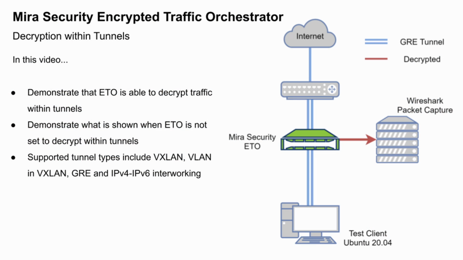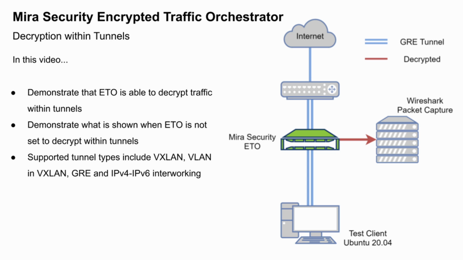Welcome to this demo for the Mira Security Encrypted Traffic Orchestrator, also known as the ETO. In this short video, I'll be showing you how you can use the ETO to decrypt traffic that's encapsulated within a tunnel. As you can see in this network diagram, I have the ETO and network inline. That means that the ETO will be directly between our test client and the internet. It will actively decrypt SSL connections, even those within a tunnel when a setting is enabled.